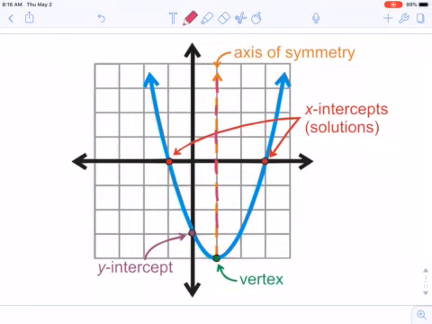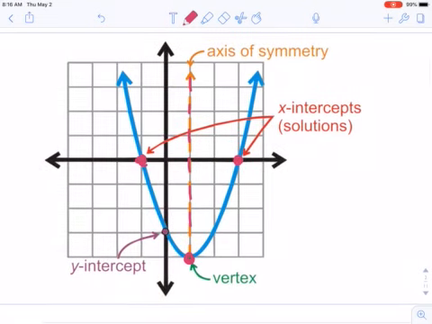And we know that the points on either side of it are going to be equidistant from that line because it is the line of symmetry. The vertex is on that line of symmetry, so those two things are very closely related. The x-intercepts, these 2 points right here, we also called those roots. We also called those zeros. And then we called them solutions in Unit 10 when we talked about solving a quadratic equation.